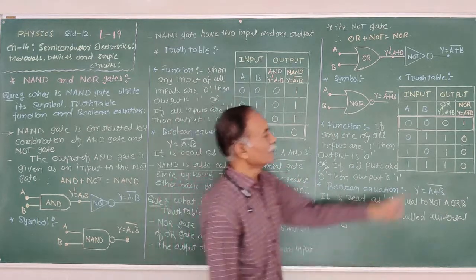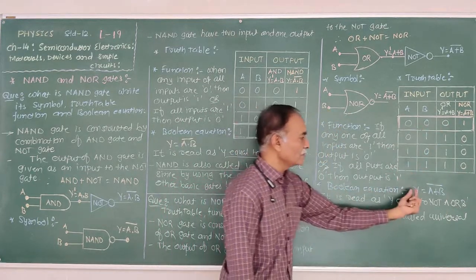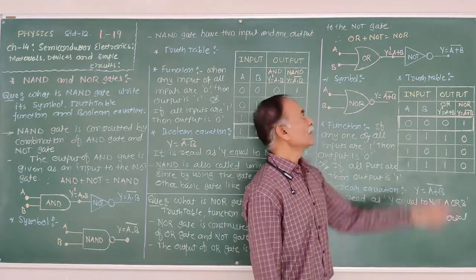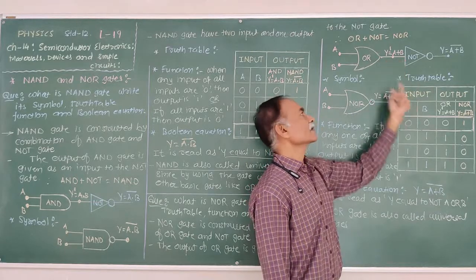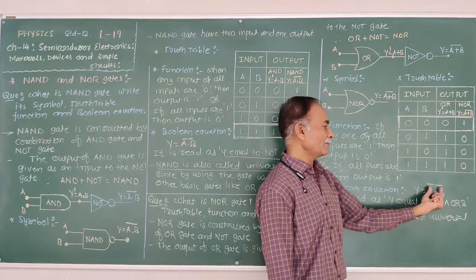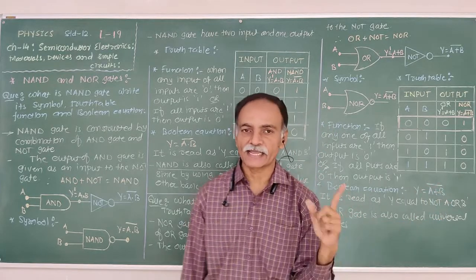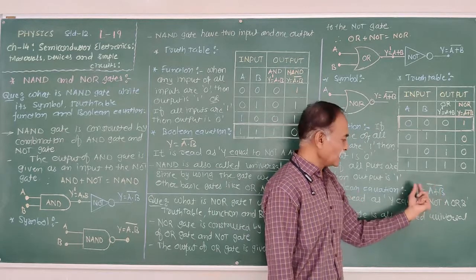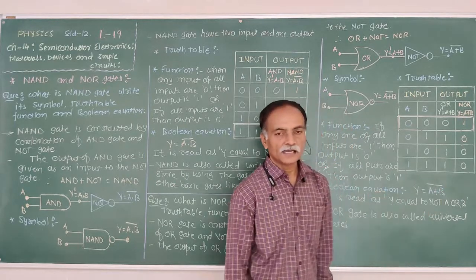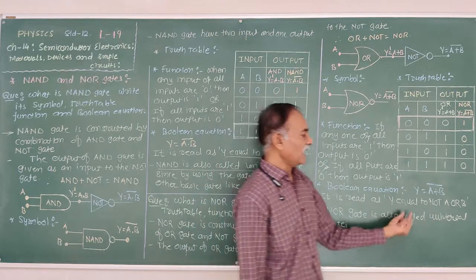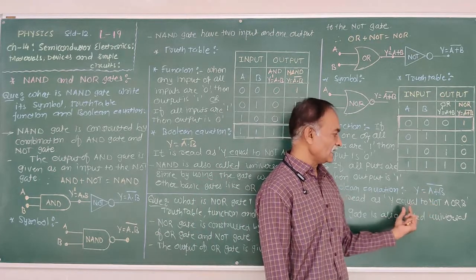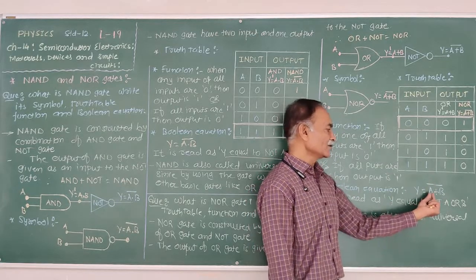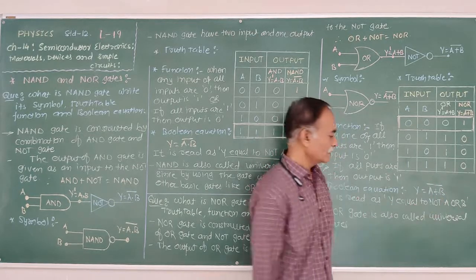Boolean equation of NOR gate is y is equal to (a plus b) bar. A plus b is the Boolean equation of OR gate, and it is inverted by the NOT. Therefore, the bar symbol represents the NOT gate. So y is equal to (a plus b) bar, and this equation is read as y is equal to not a or b.